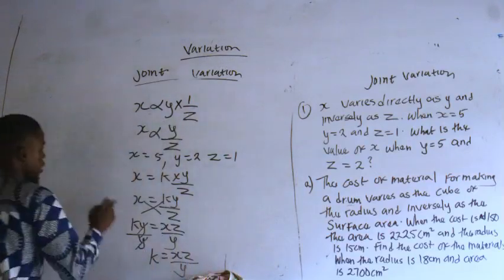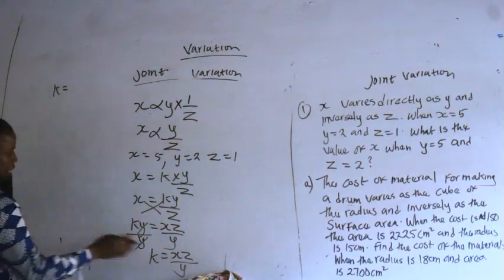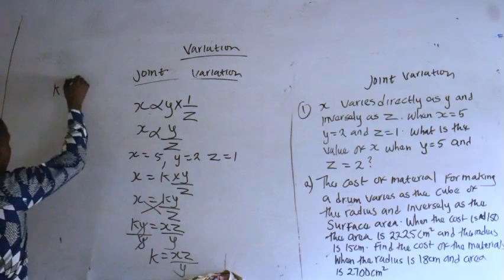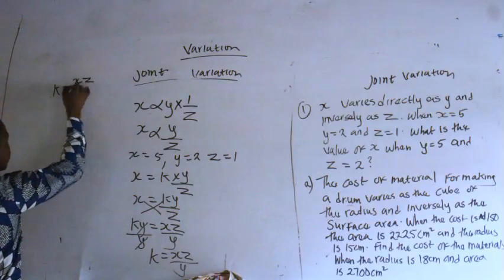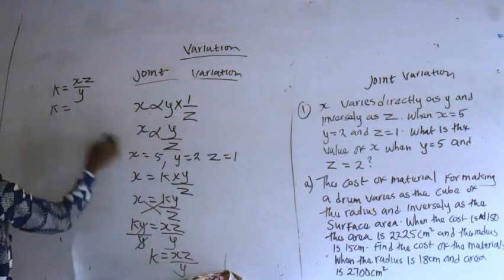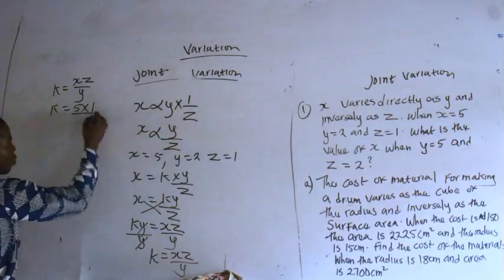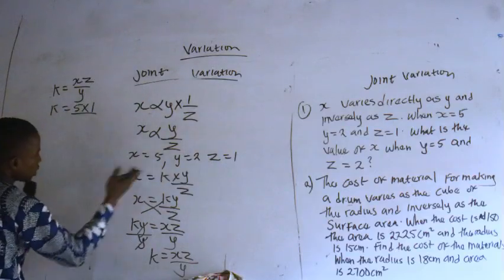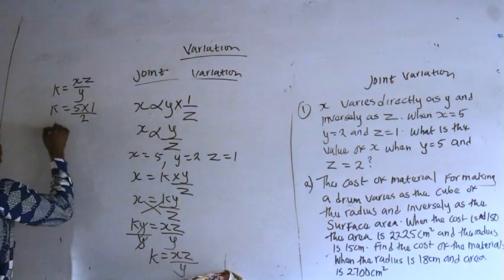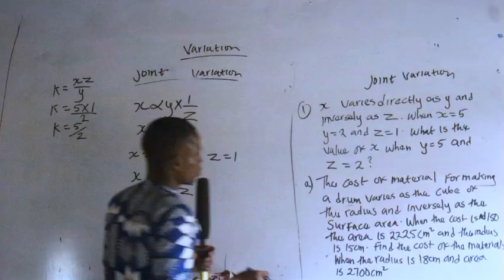Now, let us do the remaining here. What is our K now? K equals XZ all over Y. Our X is 5, times Z which is 1, all over Y. What is Y? 2. We now have K equals 5 all over 2. Now, let us continue.